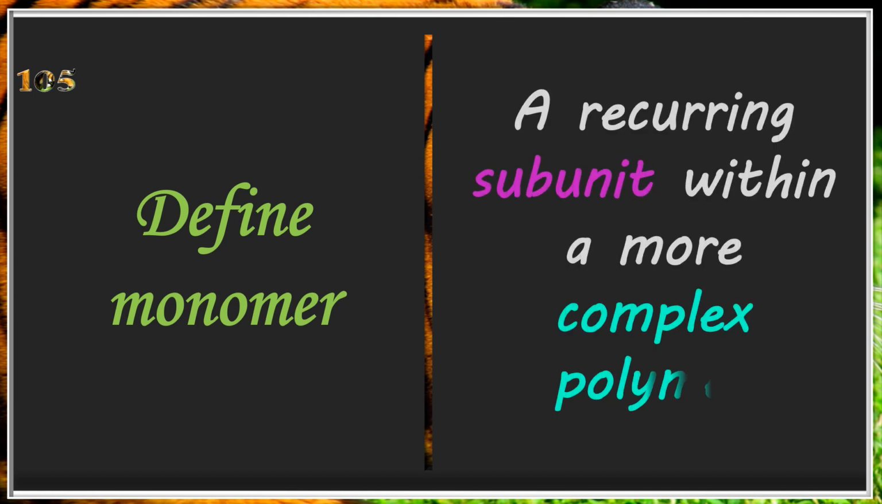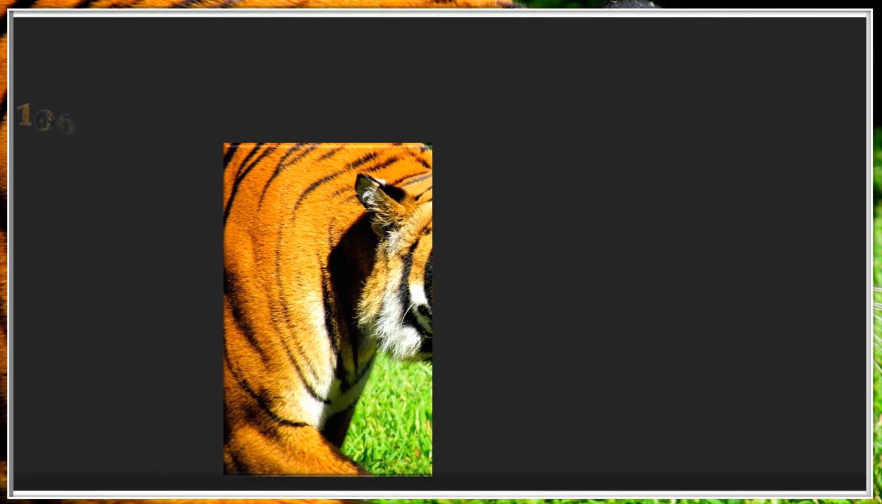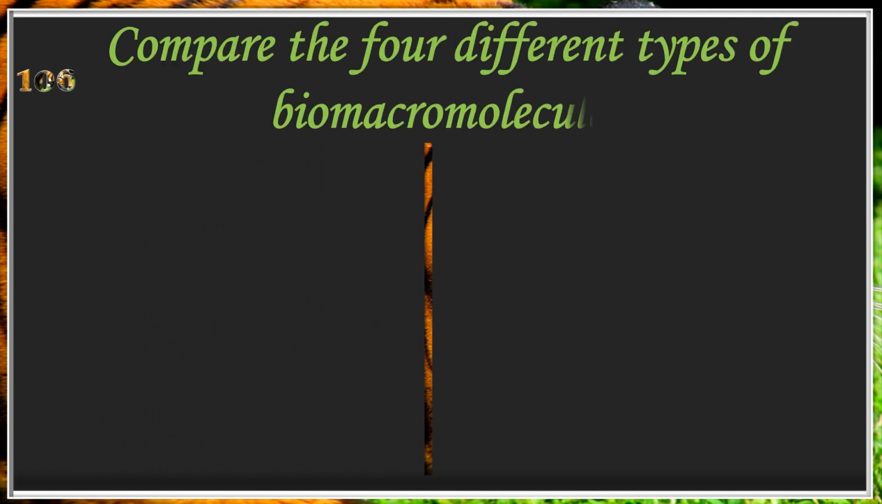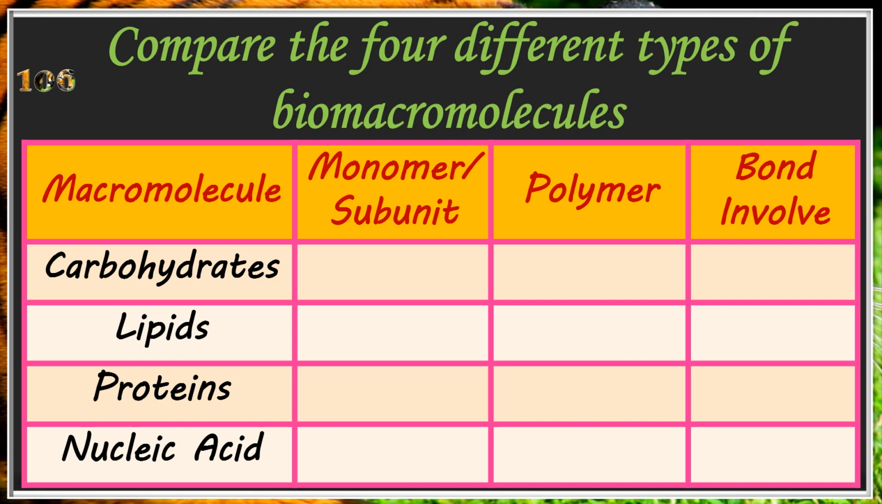Define monomer. A recurring subunit within a more complex polymer is what we call a monomer. Compare the 4 different types of biomacromolecules. We have carbohydrates, lipids, proteins, and nucleic acids. We are going to compare their monomers or subunits, their polymers, and the bonds involved.